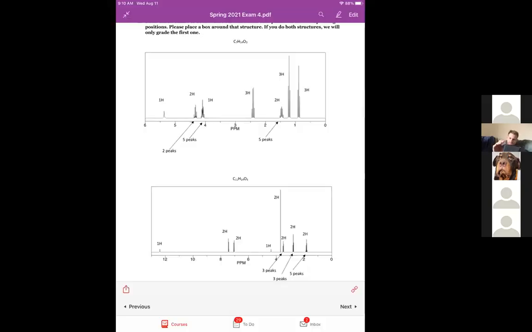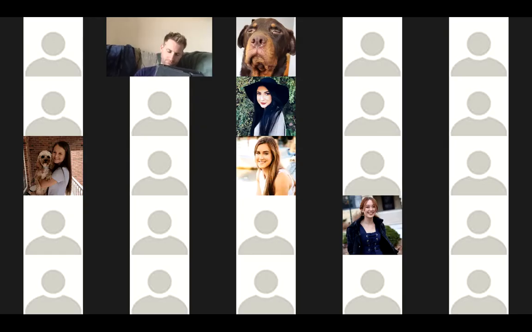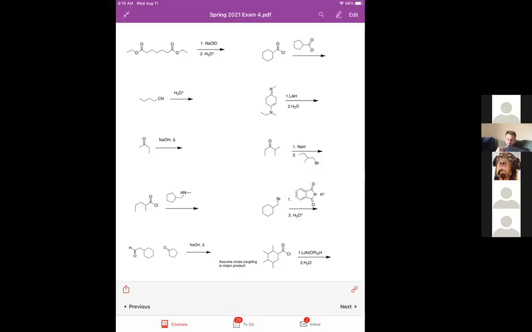Crossing out the whole NMR page. All right. This reagents page is going to start off with the Claisen condensation.